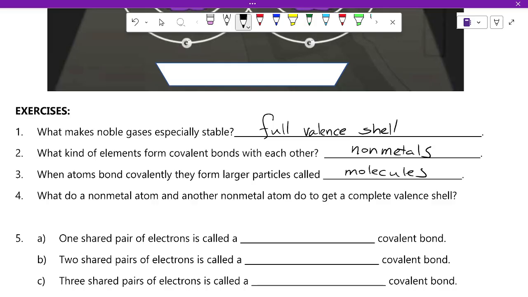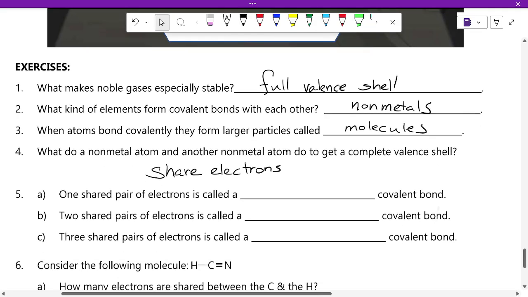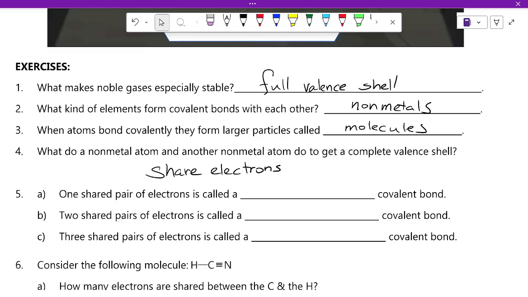What do a non-metal atom and another non-metal atom do in order to get a complete valence shell? Ryan? They share electrons, yes. What do we call one shared pair of electrons? Emily? That is called a single covalent bond, yes. So one shared pair is how many electrons? Two electrons.